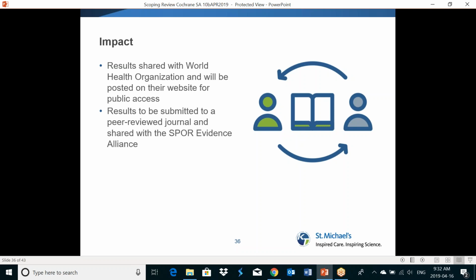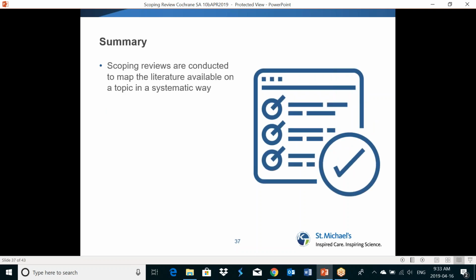And we're also going to be submitting our results to a peer-reviewed journal for publication, and it has also been shared with our Evidence Alliance, which is a Canadian-based initiative. It's a strategic patient-oriented research alliance where we're basically trying to do knowledge synthesis, knowledge translation, and clinical practice guidelines for knowledge users across Canada.